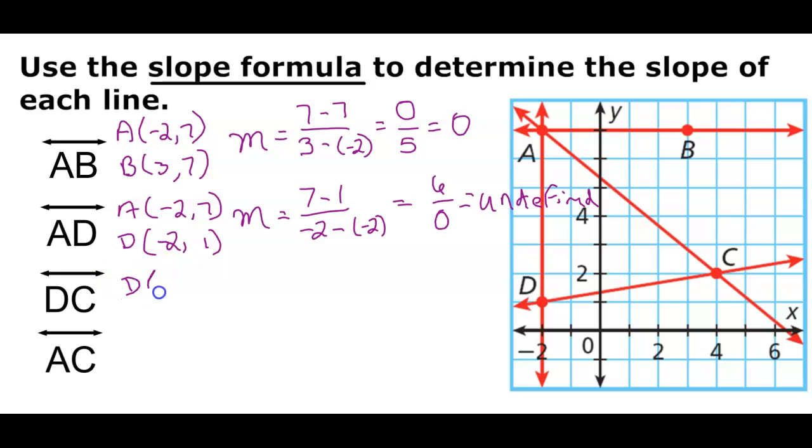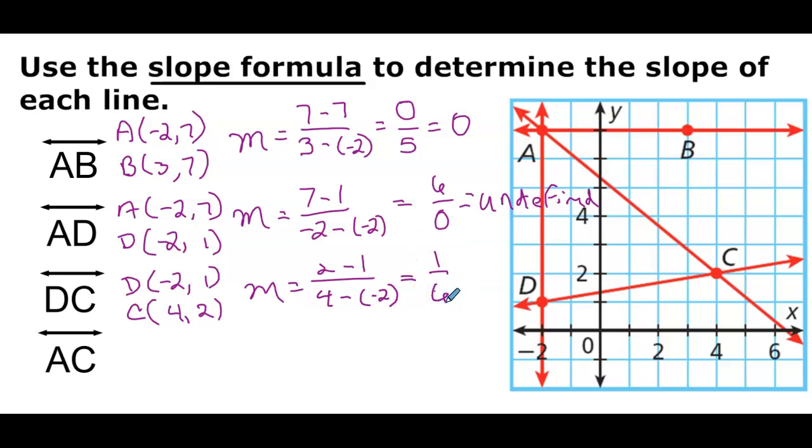Let's do the other two real quick. Again, D is -2, 1, and C is 4, 2. The slope is y2 minus y1. So let's go with 2 minus 1 over x2 minus x1, which is 4 minus -2. That gives me 1 over 6. So the slope is 1/6.